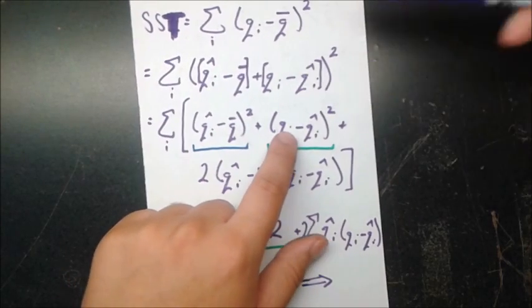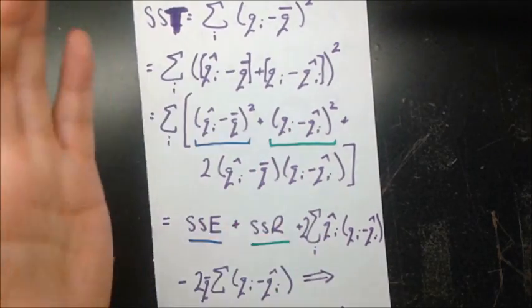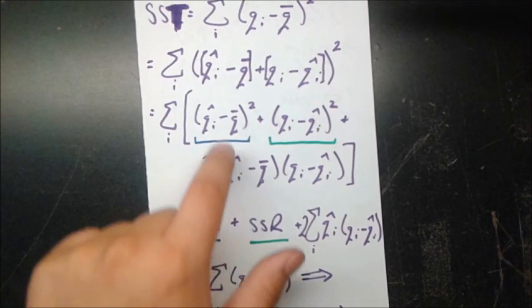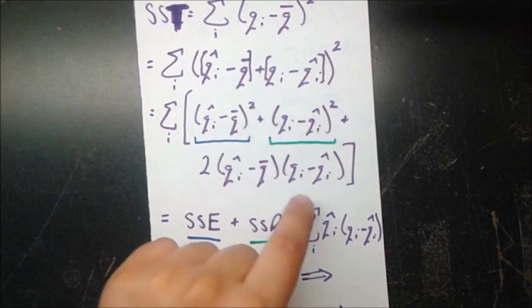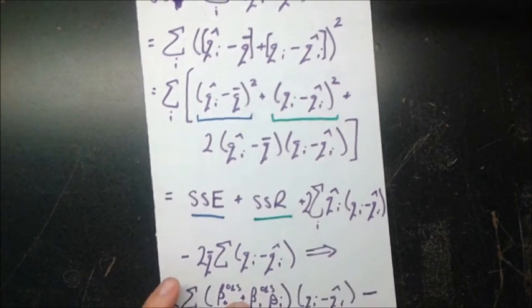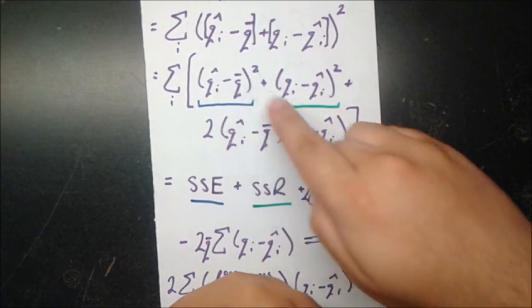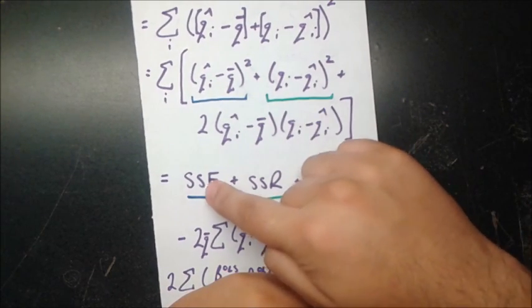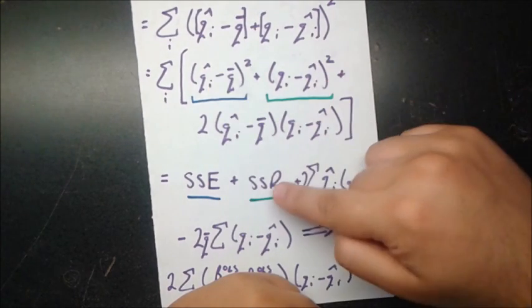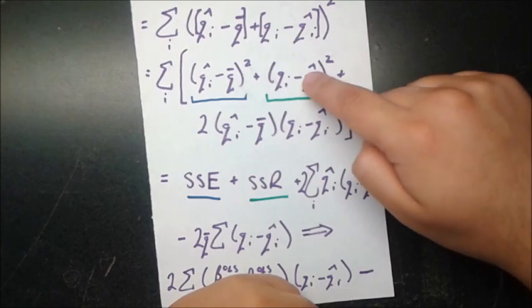The next thing we get squared is this guy squared, and I guess we have the cross term. So it's 2 times q sub i predicted minus q bar, times q_i minus q sub i predicted, right? So this is in blue and this is in green. This is SSE as we defined it in the R squared video. This is SSR as we defined it in the R squared video.